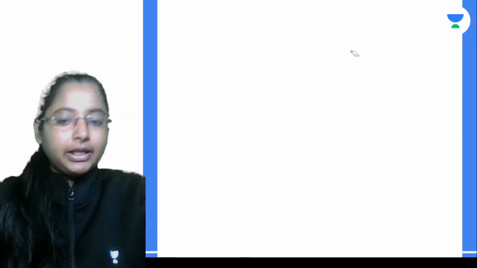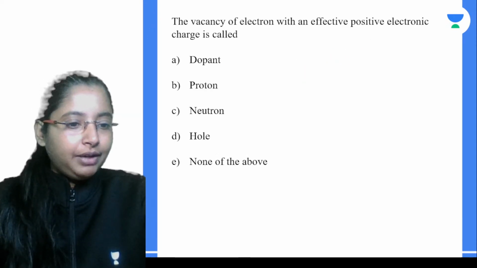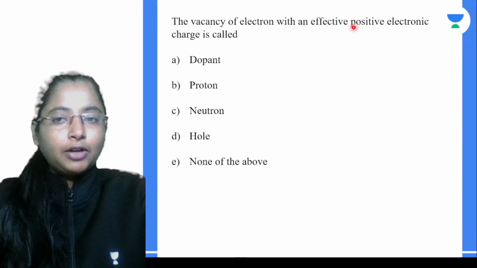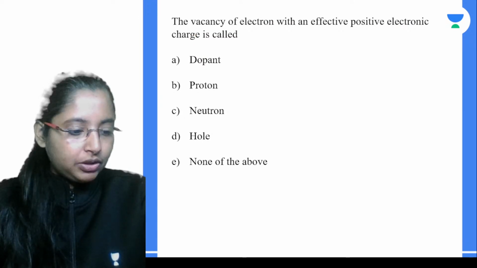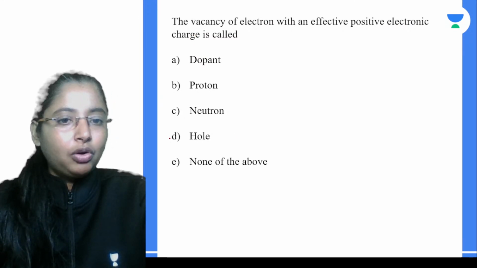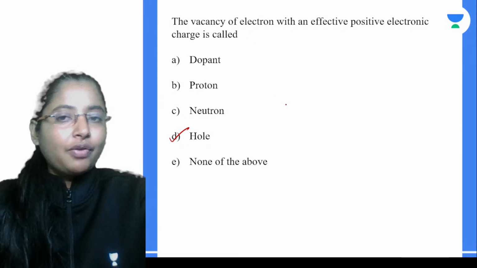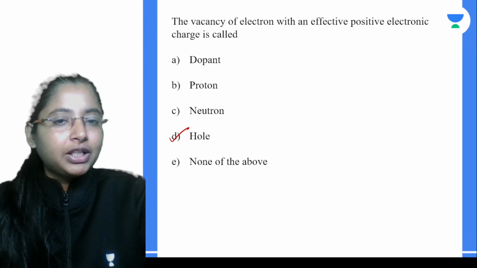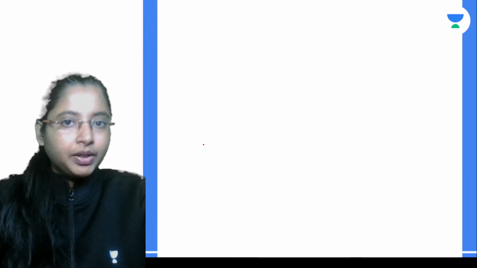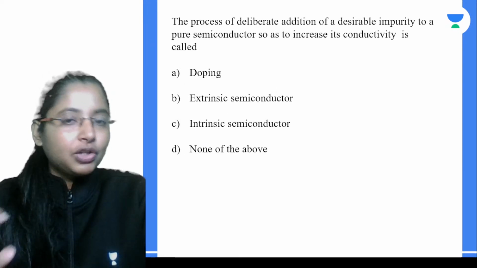Next one. The vacancy of electron, with an effective positive electronic charge. What is this called? This is called nothing but a hole. See, when there is a vacancy of electron, what will happen? At that site, we say there is a positive electronic charge. That is nothing but a hole. Holes represent a vacancy of electron.